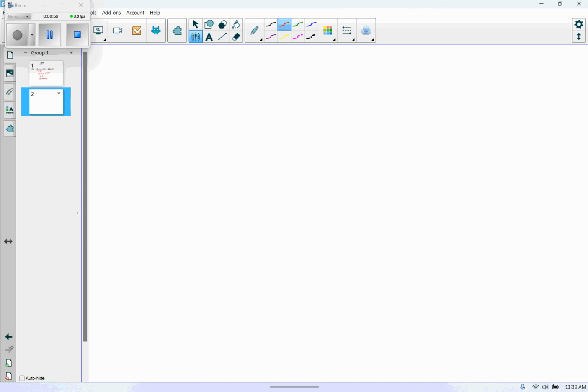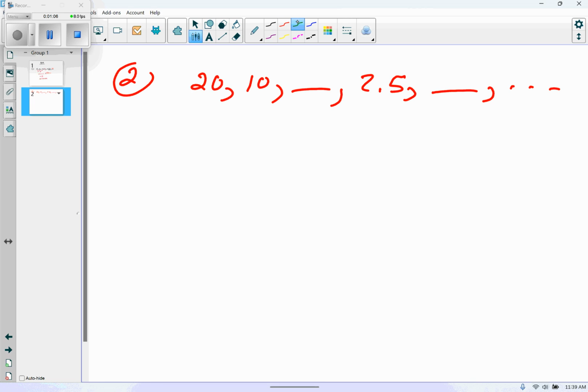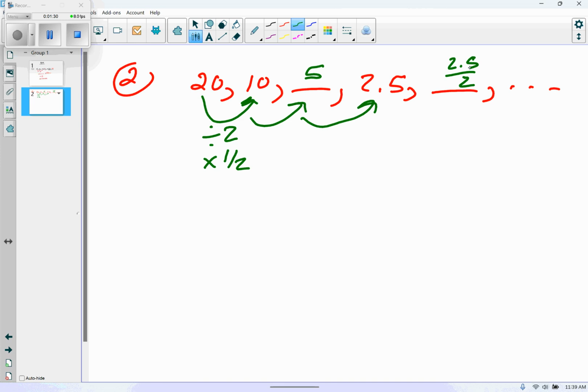Let's go down to number 2, which is on the bottom left of the page. We got 20, 10, blank, 2.5, blank, and then dot, dot, dot means it keeps going. So what are we doing from here to here? And if you said we're dividing by 2, you're right. Dividing by 2 is the same thing as multiplying by half. So half of 20 is 10, half of 10 is 5, half of 5 is 2.5, half of 2.5 is like 2.5 divided by 2, etc. So you could find that out, which is like 1.25.